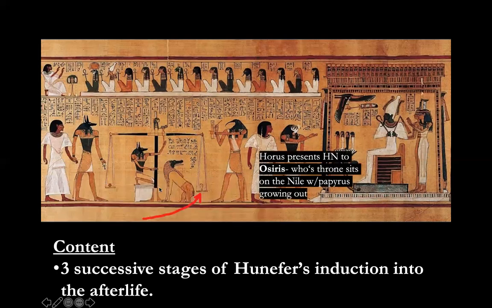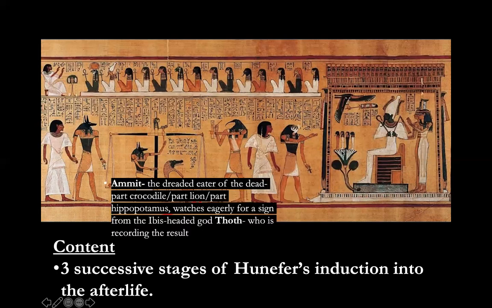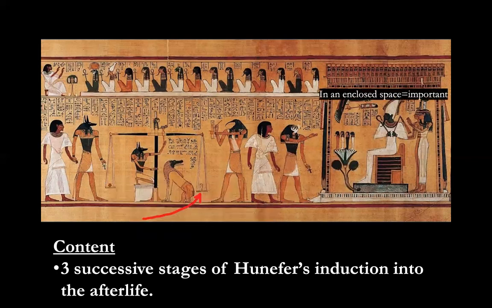All right, so he passed that test. He didn't get to eat him, bummer. So he then moves on, and now Horus is presenting Nefer to Osiris, whose throne right here is sitting on the Nile, and it has papyrus growing out of it. So again, we're seeing someone of an upper elite who is sitting on a throne. His feet aren't touching the ground, and he's also enclosed in a space. So therefore, he's also more important.